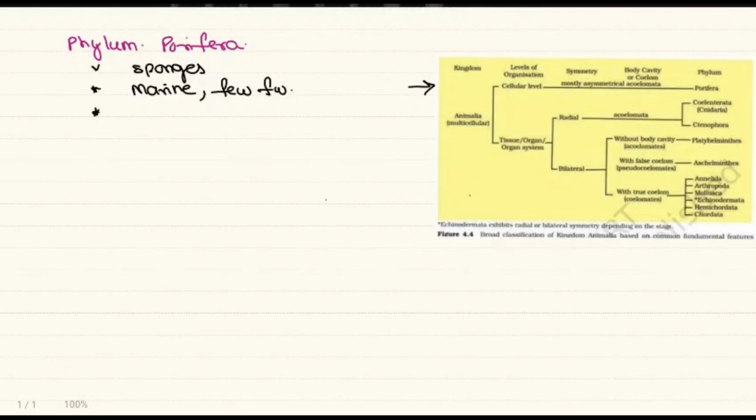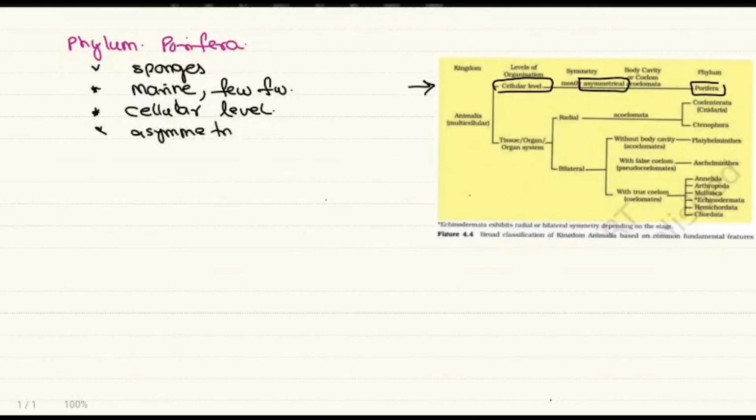Where is the porifera? This is our porifera, and porifera has cellular level of organization. That is, the group of cells are loosely aggregated. No cell-to-cell coordination is seen. Most of the poriferans are asymmetrical. What is asymmetrical? You cannot cut the body into two equal halves. The body parts are not properly arranged into any geometrical pattern.